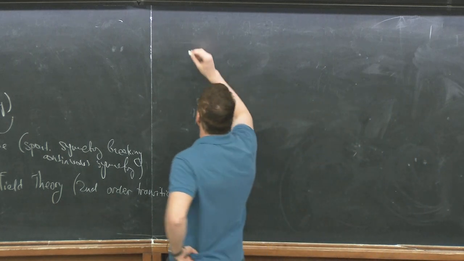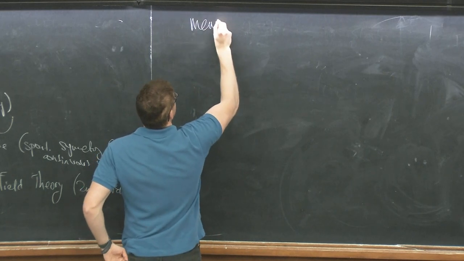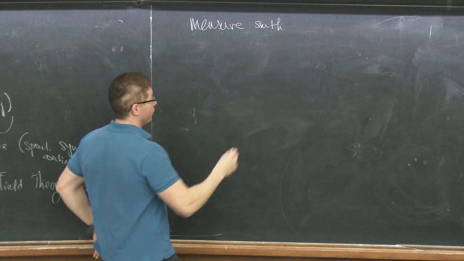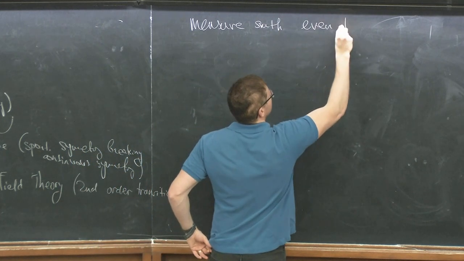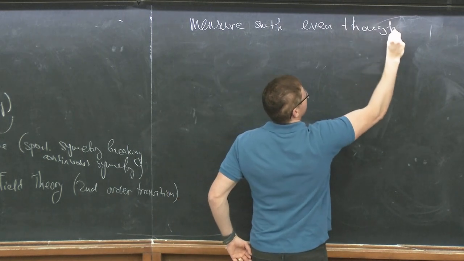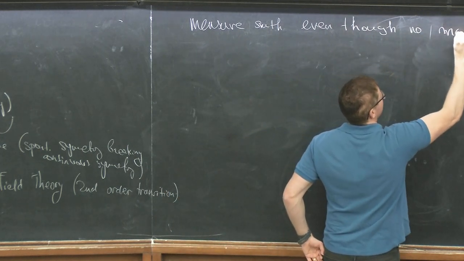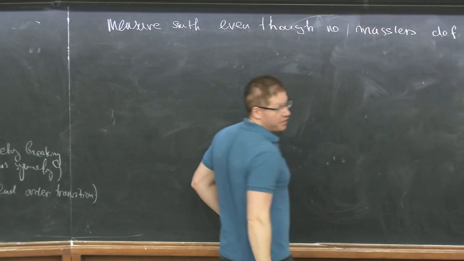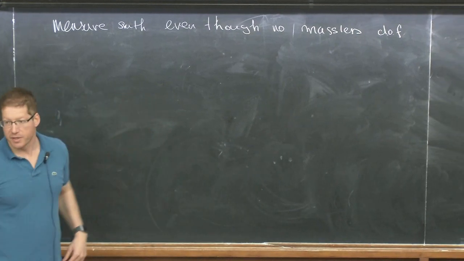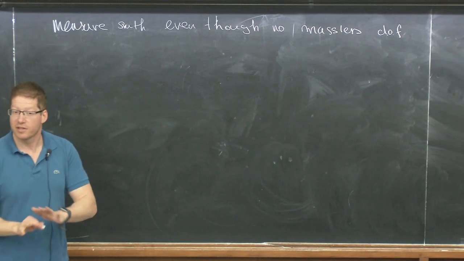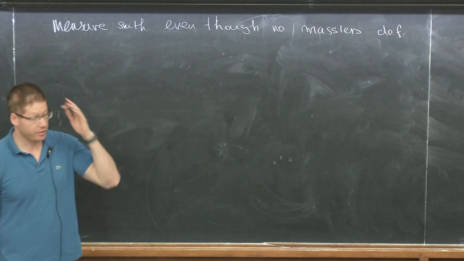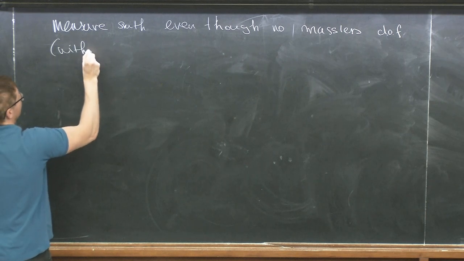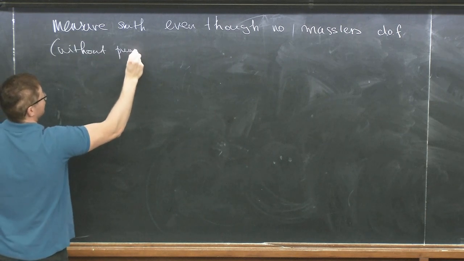So the idea of non-trivial is that we can measure something even though there are no massless degrees of freedom, and we can measure this something without investing any energy. Of course, if we pump up the energy, we can measure whatever we want, but the idea is that we can measure something without pumping any significant amount of energy.